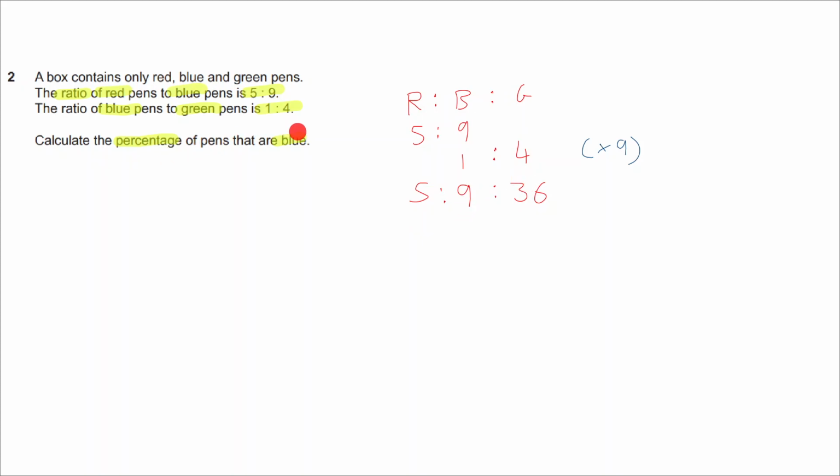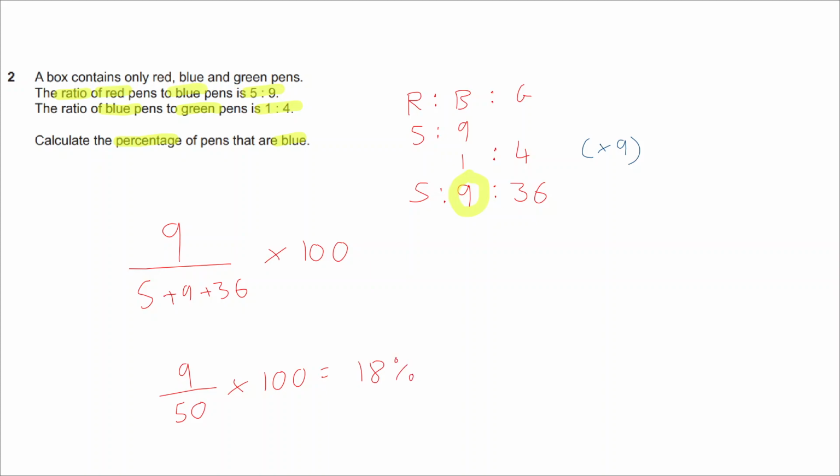Now the percentage of pens that are blue, you know that you've got 9 blue pens, and percentage is out of a total, so add all of these parts together: 5, add 9, add 36, and to get it as a percentage, you multiply through by 100. So it's going to be 9 over 14 add 36, which is 50, which is actually, you could times it through by 100 here. You might recognize that's 18%, but if you times that by 100, you're going to be getting 18% of the pens are going to be blue.